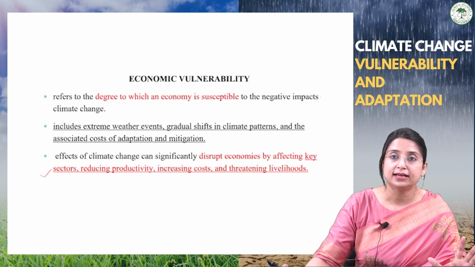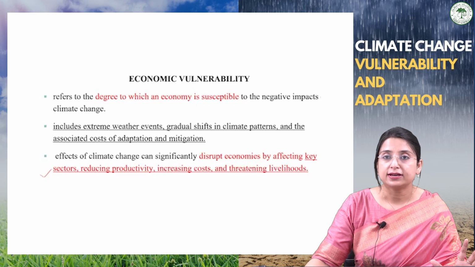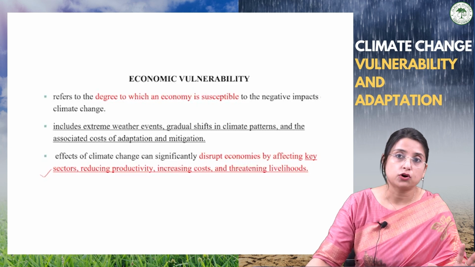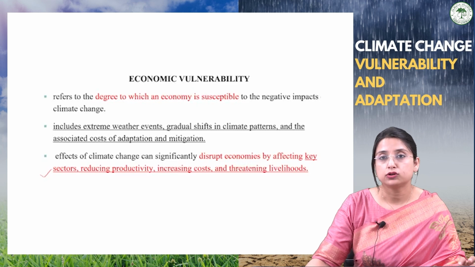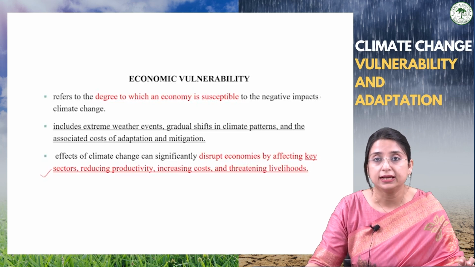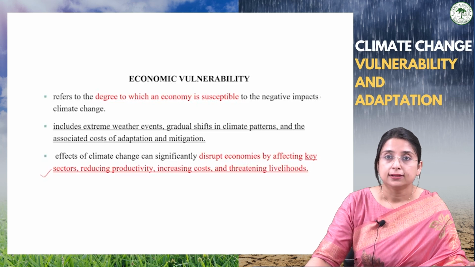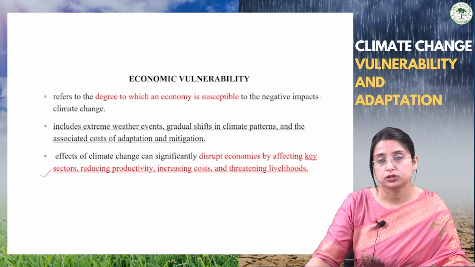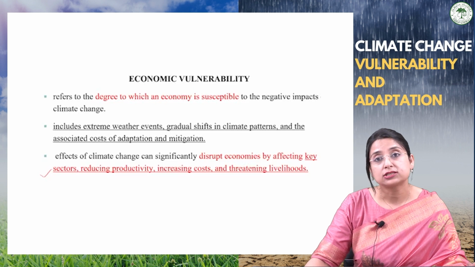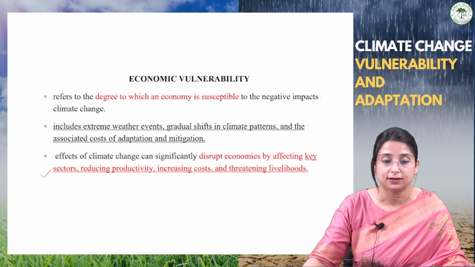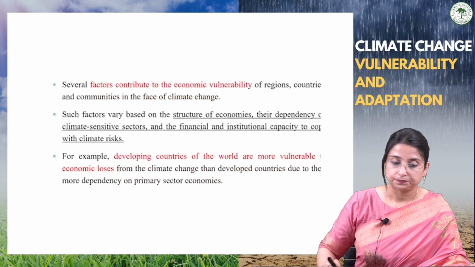For example, if agriculture is affected by climate change, for example an extended drought, even for more than 2 years or 3 years, certainly the crop yield will decrease, due to which food prices will rise, productivity will be reduced, and costs will increase, thus threatening the livelihoods of the people who are engaged in these sectors. That is why we can say that climate change can impact economic vulnerability.